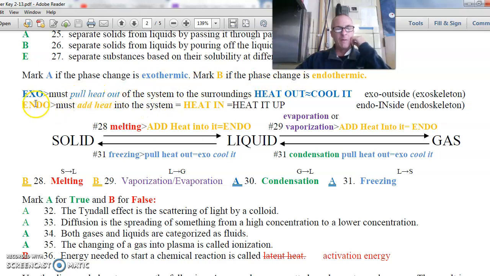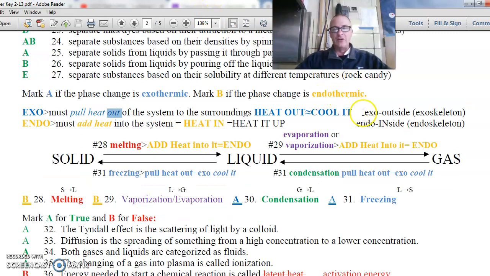So what do we need to know about exo and endo? Exo means you have to pull heat out of the system to the outside. You've got to pull heat from inside to the outside. You've got to cool it, essentially. And how do you remember it's going to the outside? Exo fits the word exoskeleton. Skeletons are on the outside. The word exo also looks a lot like the word exit. Heat has to exit the system.